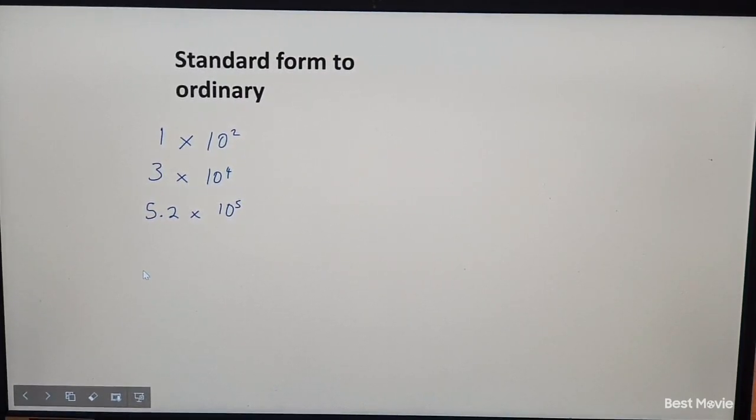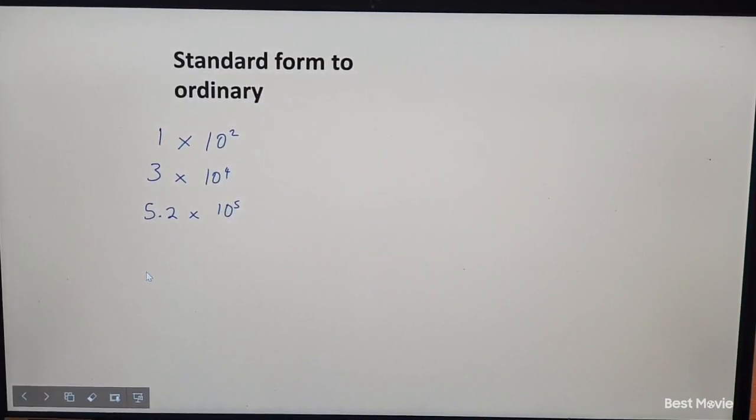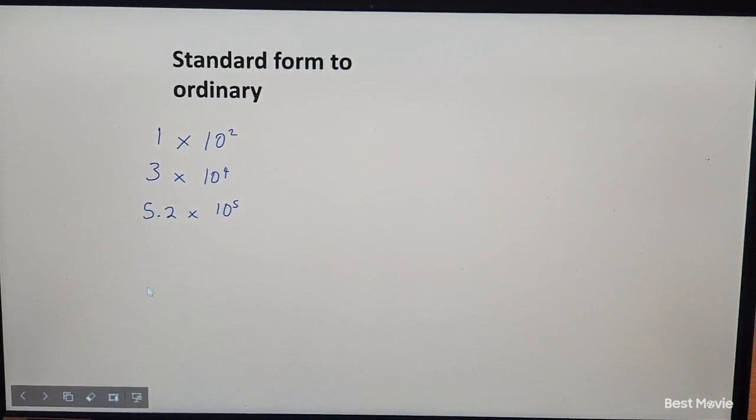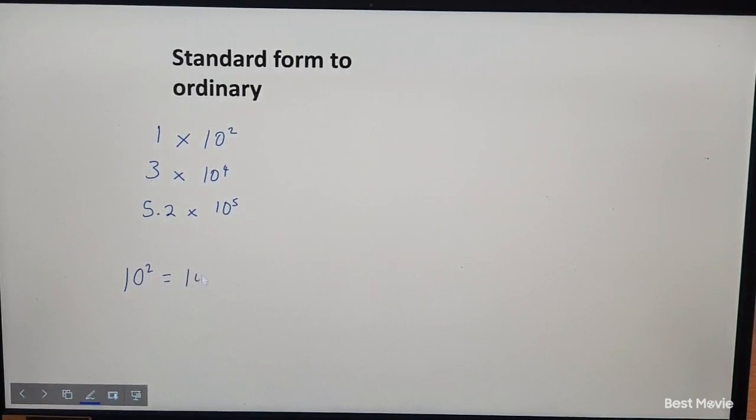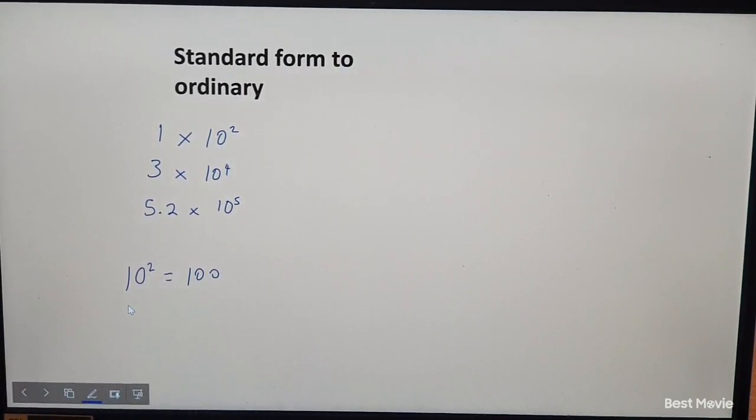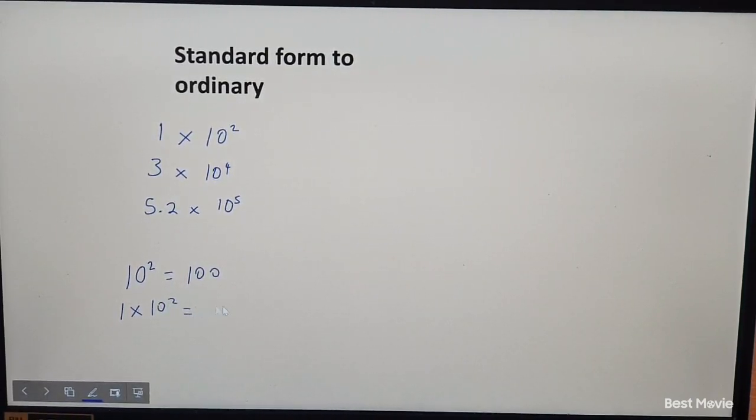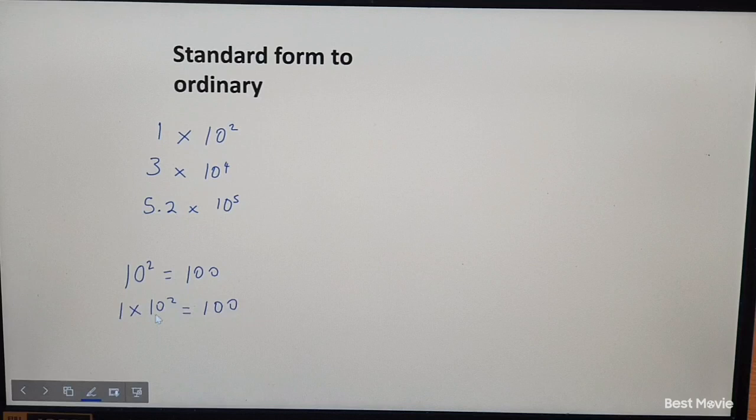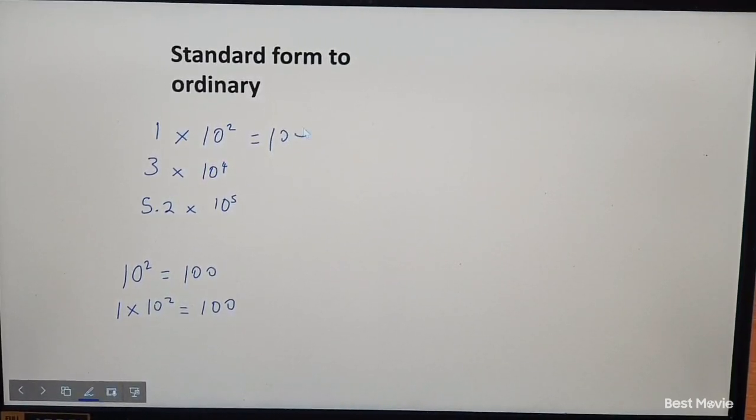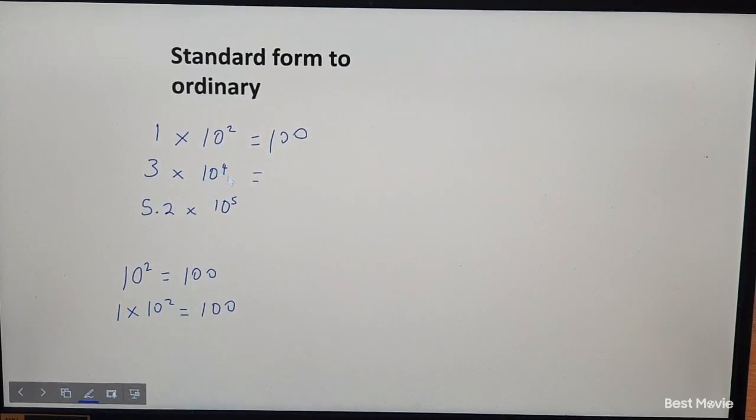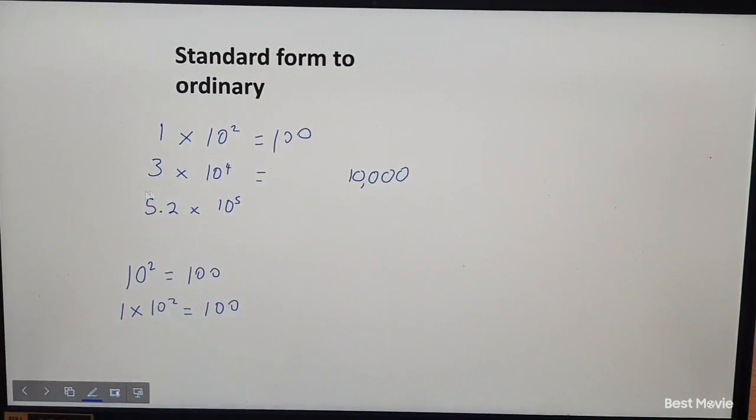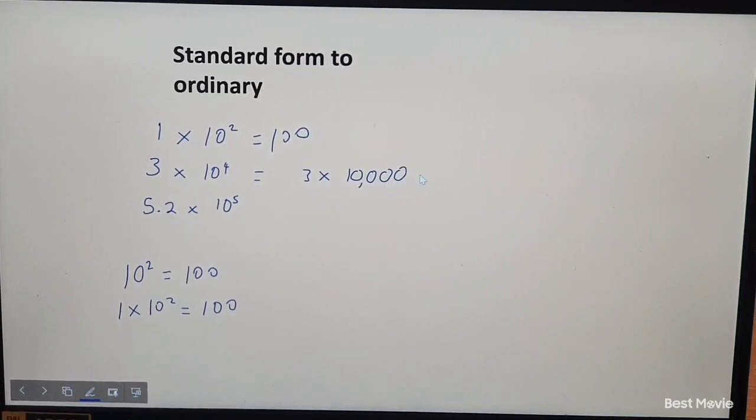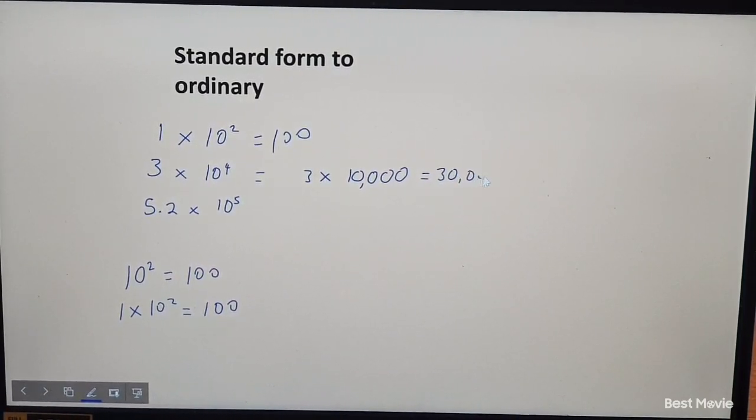So we've got some questions here. If you're asked to change 1 multiplied by 10 squared to ordinary form, you know that 10 squared is 100. Okay, from the previous video. So 1 multiplied by 10 squared is 100. So 3 multiplied by 10 to the power of 4. 10 to the power of 4 is 10,000. If you're not sure, just write 1 and 4 zeros. Okay, multiply that by 3, which is 30,000.